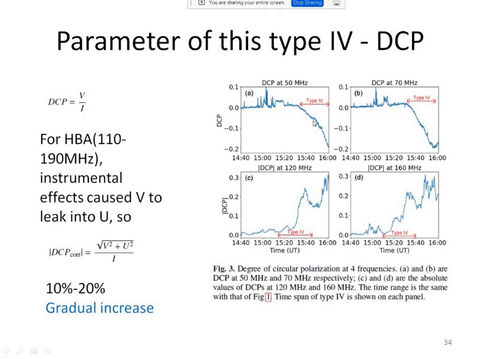Here is the type 4 radio burst marked, and these parts are just noise. Don't mind these parts. So we can see that the DCP is approximately 10% to 20% throughout the type 4 radio burst, and there is a slight, gradual increase with the type 4 radio burst.